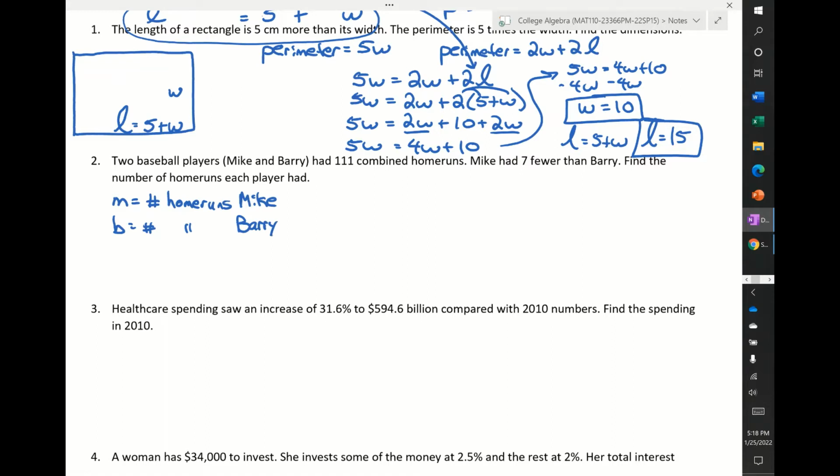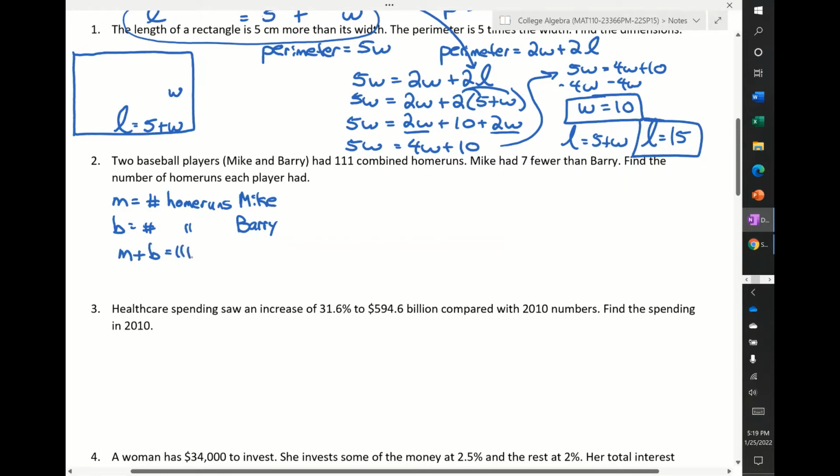We defined our variables. The next step is we have to come up with an equation. It says together they had 111 combined. So what would be an equation we could write to say that together, the number Mike got and the number Barry got together is 111? Yeah. Very good. So we know that together, M plus B equals 111.